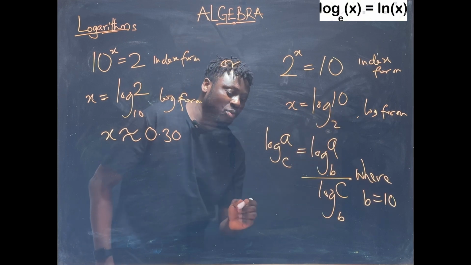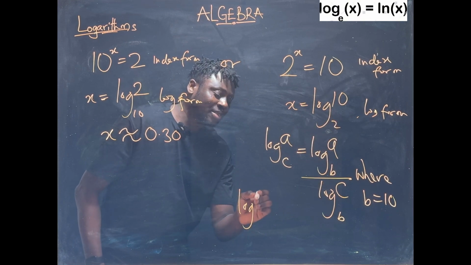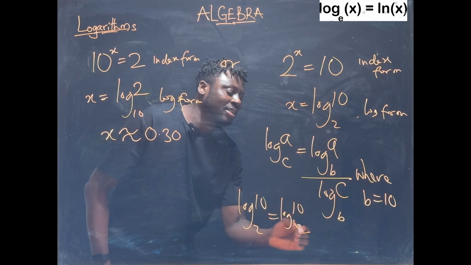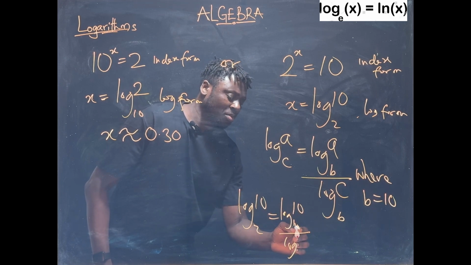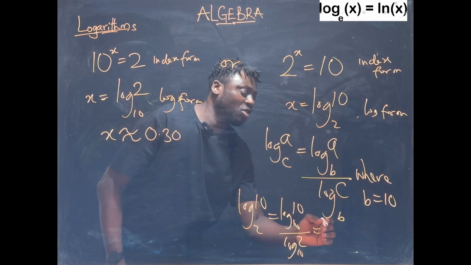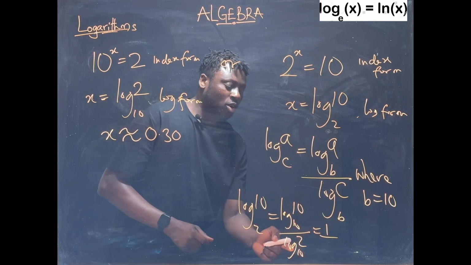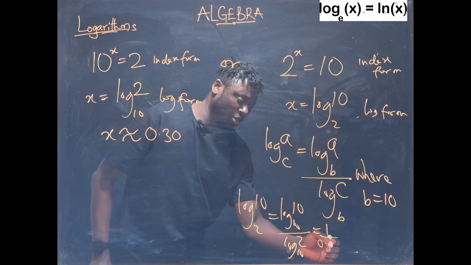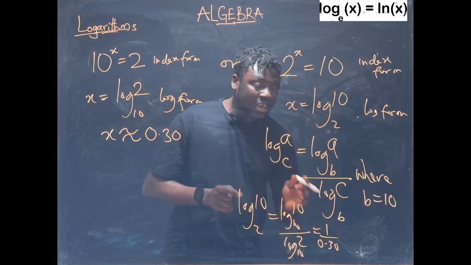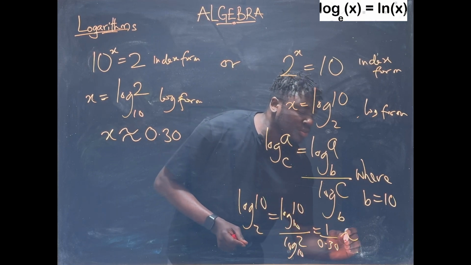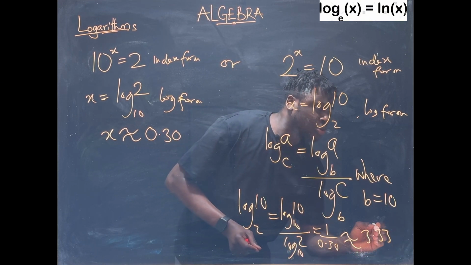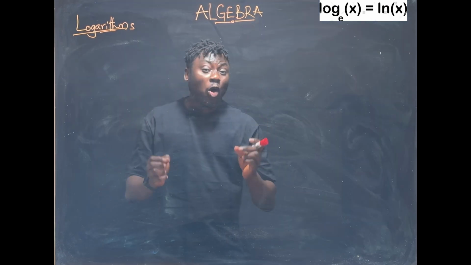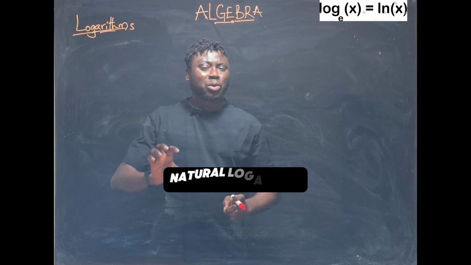So to convert this, we can say log 10 base 2 is equal to log 10 base 10 divided by log 2 base 10, which is equal to 1 over log 2 base 10, which is 0.30. So this will give us an approximate value of 3.33, which will be a recurring fraction. We can also do the same for natural logarithm.